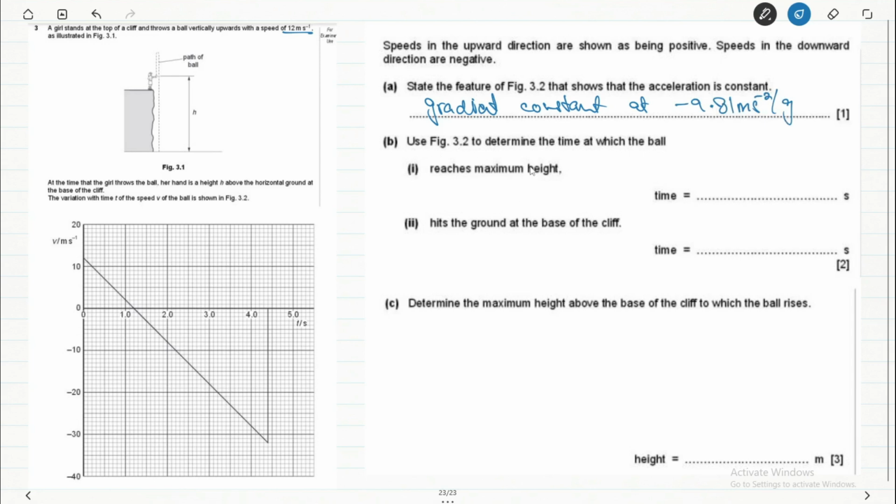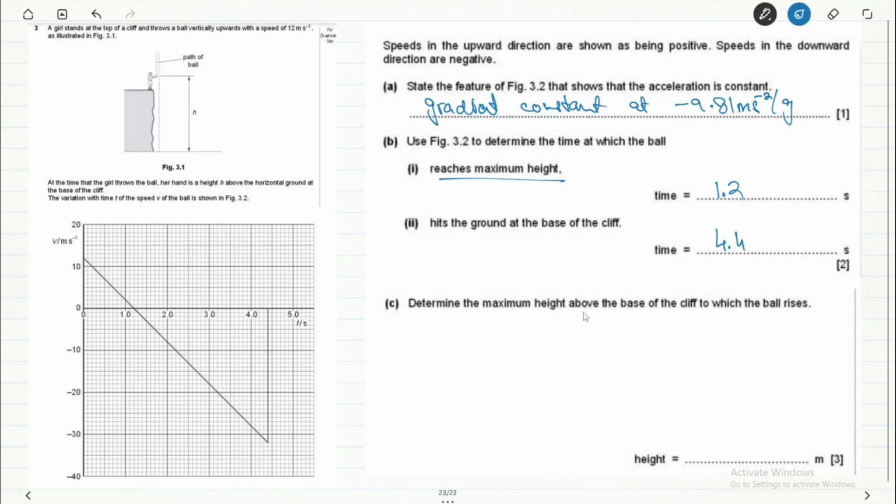Use figure 3.2 to determine the time at which the ball reaches maximum height. So obviously at maximum height, the velocity of the ball is 0, so 1.2. It's the ground at the base of the cliff. So you can see that the velocity is changing here at maximum height, and then it goes downward, downward, downward until it stops. So this is the time it hits the ground, so this is 4.4.